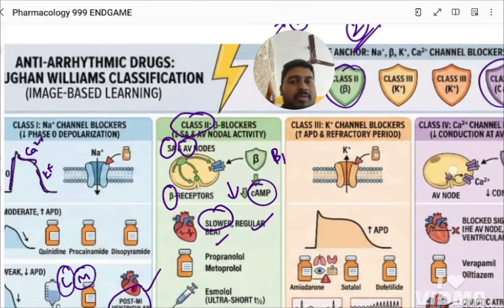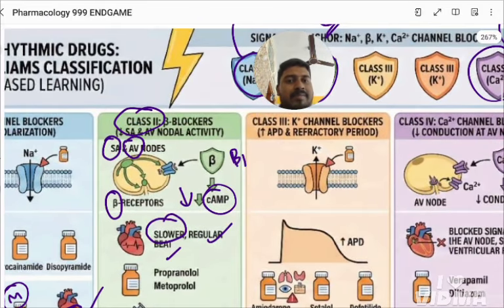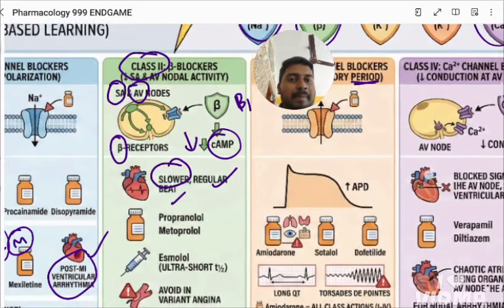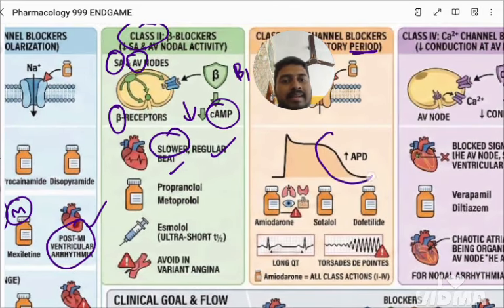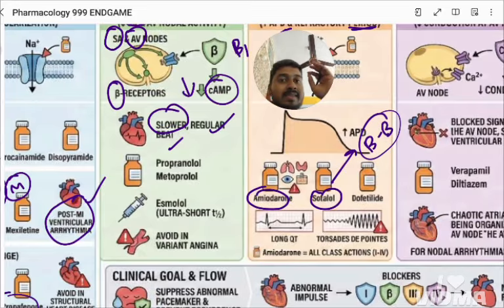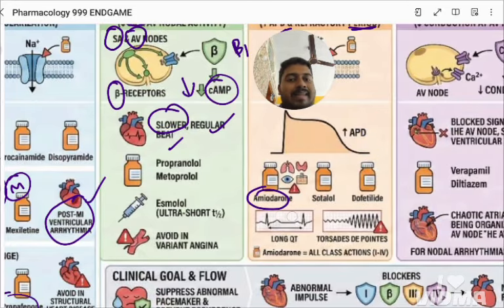Next, coming to class 3, which are basically potassium channel blockers. In this graph, they will actually prolong this phase, the potassium blocking phase. So it will increase the action potential duration. It will increase the refractory period also. So you'll see this part is increased. Which are the examples for this? One is amiodarone, second is sotalol. Sotalol is a beta blocker. So your question will be, which is the only beta blocker that is a class 3 antiarrhythmic, and the answer is sotalol.